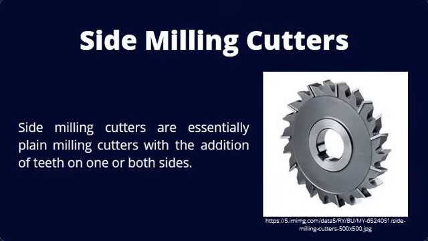We also have side milling cutters. Side milling cutters are essentially plain milling cutters with the addition of teeth on one or both sides. A plain side milling cutter has teeth on both sides and on the periphery. When teeth are added to one side only, the cutter is called a half-side milling cutter and is identified as being either a right-hand or left-hand cutter. Side milling cutters are generally used for slotting and straddle milling.